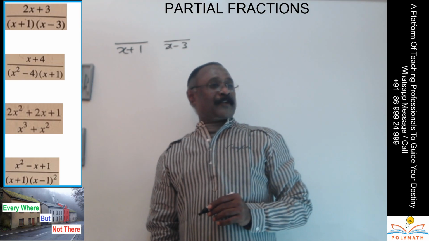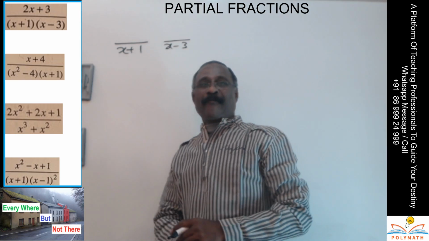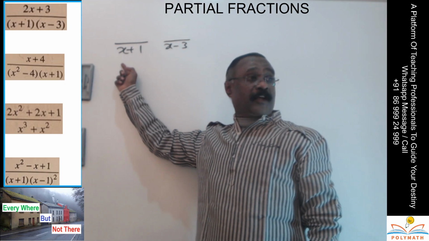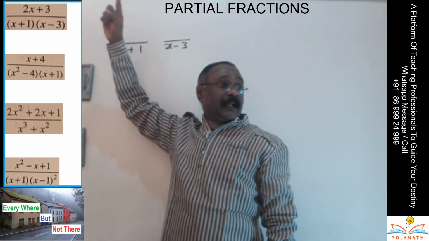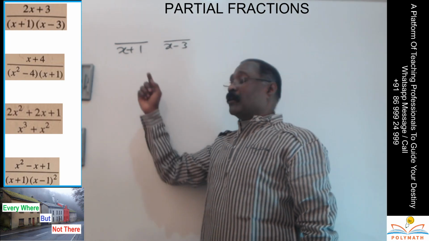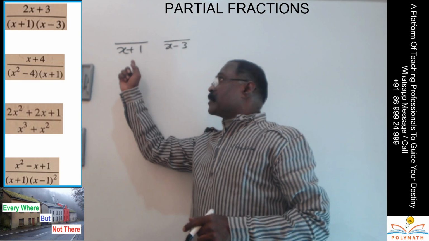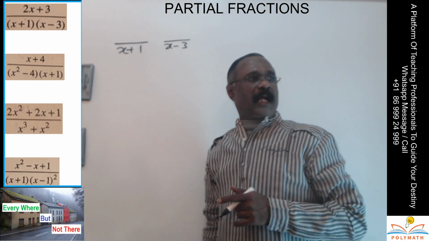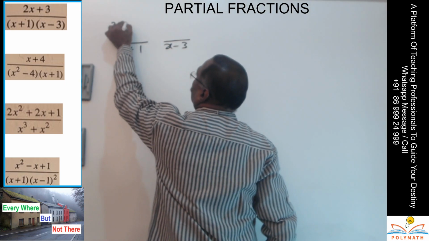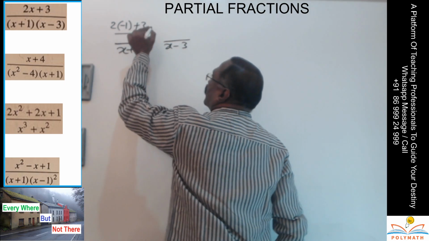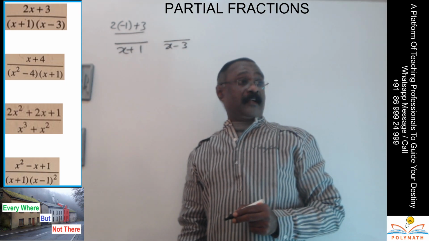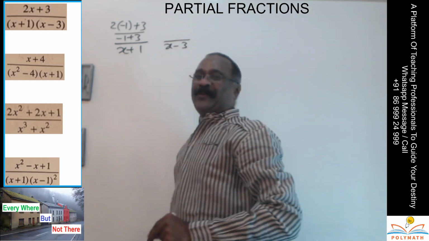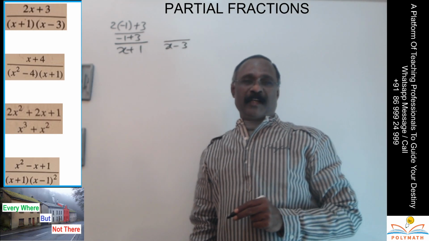Now, to get the numerator of the first fraction, put x plus 1 equal to 0 everywhere but not there. Put x plus 1 equal to 0, which means x equal to minus 1. Everywhere but not there. I am writing that. Everywhere, 2 into minus 1 plus 3, divided by, but not there, don't write it at x plus 1, so minus 1 minus 3. This is the numerator of x plus 1.